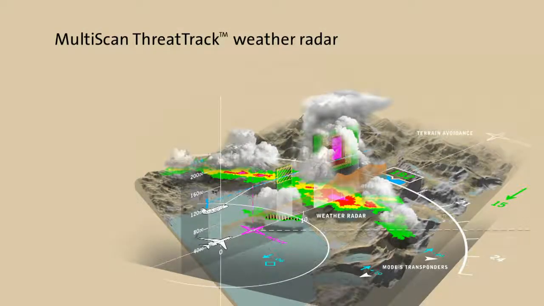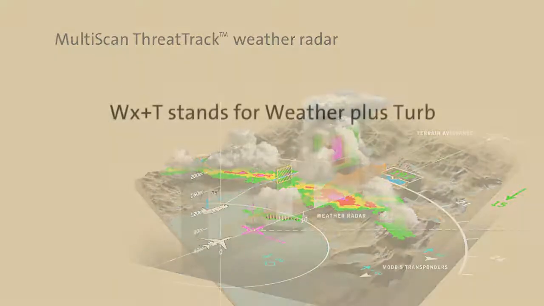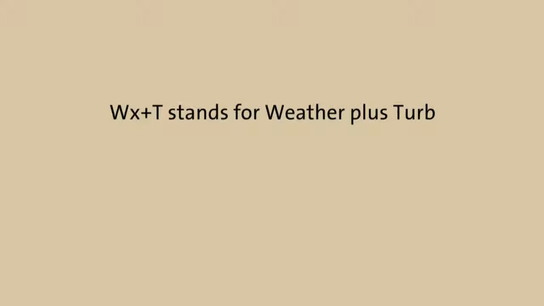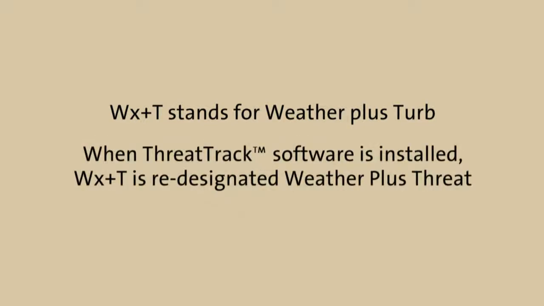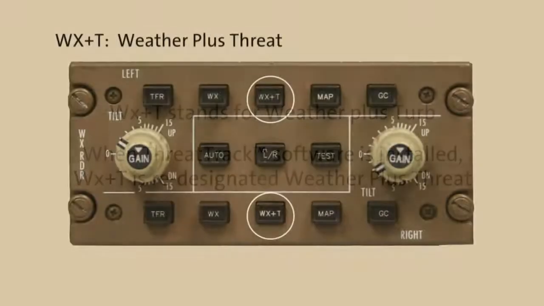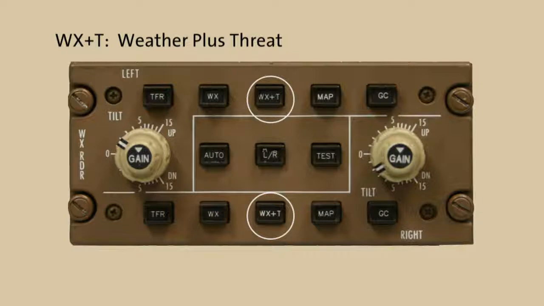Rockwell Collins has recently certified new Threat Track software that enables 6 new weather analysis tools that assist flight crews in assessing actual thunderstorm threats. In Module Number 1, we learned that WX plus T stands for Weather plus Turb. When the new Threat Track software is installed, WX plus T is redesignated Weather plus Threat. Selection of the WX plus T button activates the Threat Track features.